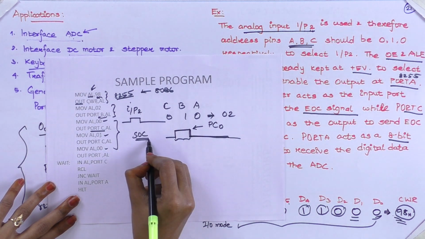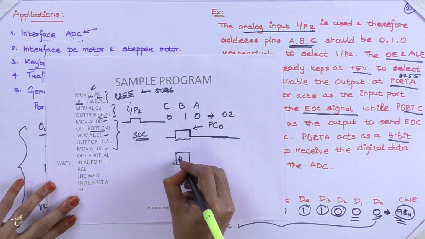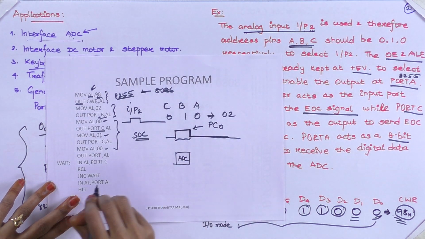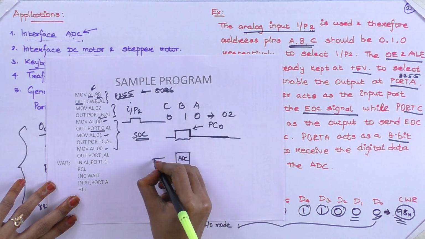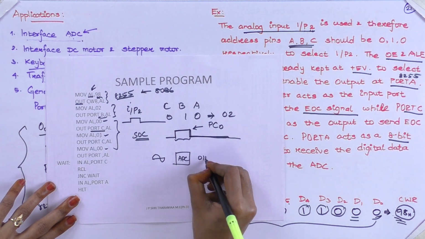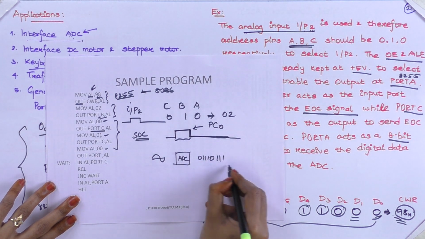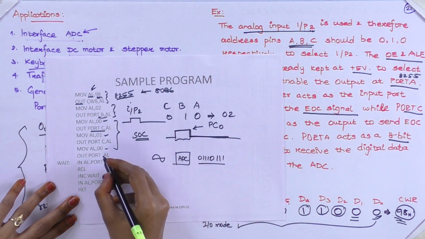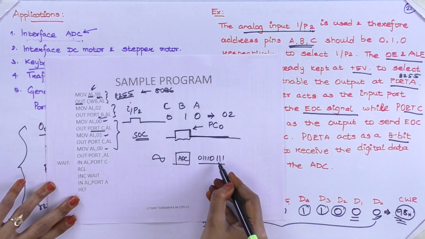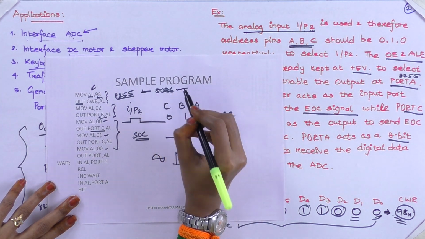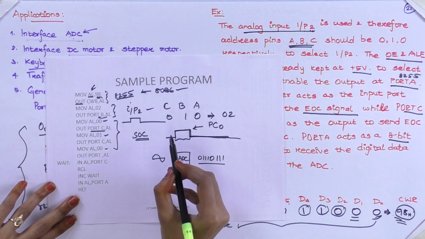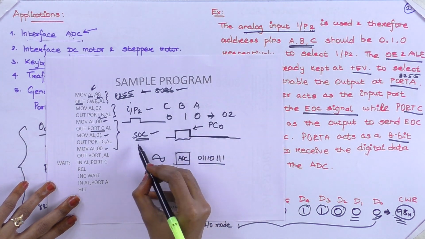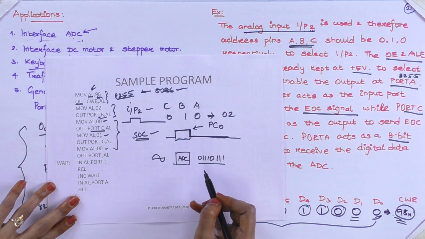So once the start of conversion is issued, the analog to digital converter will start its conversion. It will start to convert this analog data into 8-bit digital data. Next, we have configured and selected the input, and we are done with start of conversion. Now the conversion is happening.